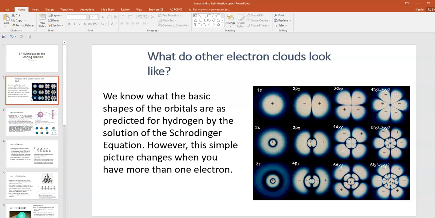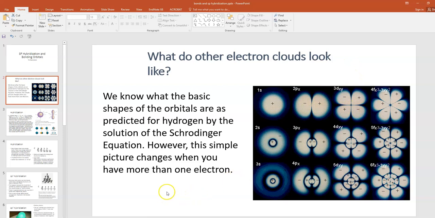So, to remind you, we talked about orbitals and the basic shapes of orbitals as solutions of the Schrödinger equation in an earlier lecture. The Schrödinger equation can only be solved and predicted exactly for hydrogen, which has just one electron. From the solutions to that equation, we get the basic shapes of the orbitals. For example, the 1s orbital is basically a sphere, and the p orbitals look like dumbbells or figure eights. Other orbitals can have pretty crazy shapes. These are cross-sectional images of what they look like here.